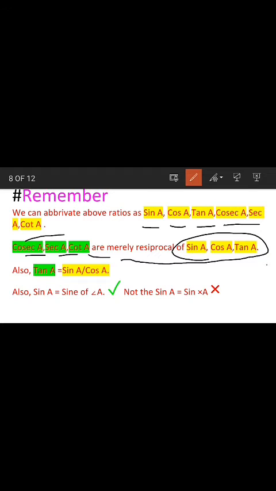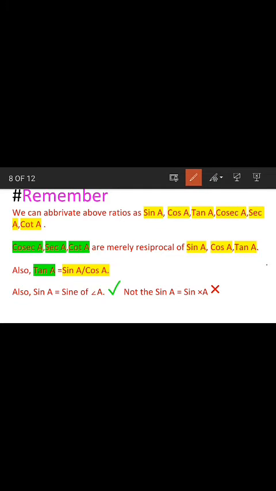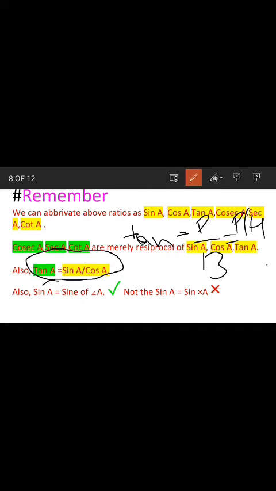Now class, here's one thing more I need you to remember: there is an identity, or you can say a formula, or an expression, according to which tan A is equal to sin A upon cos A. But you will say, sir, tan A is going to be perpendicular upon base, we have done that in the previous slide. Yes, it is perpendicular upon base, but as we know that sin A is perpendicular upon hypotenuse and cos A is base upon hypotenuse, and since hypotenuse is in the denominator, it is going to be cut out, and after that we will remain with perpendicular and base. So we can say that tan A is sin A upon cos A.